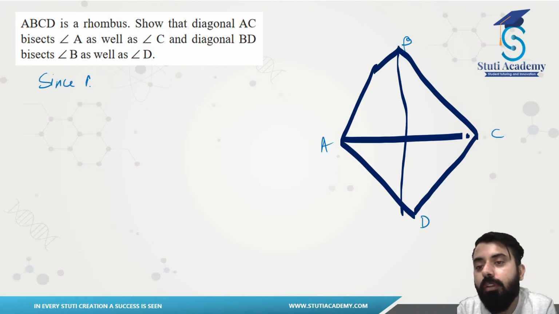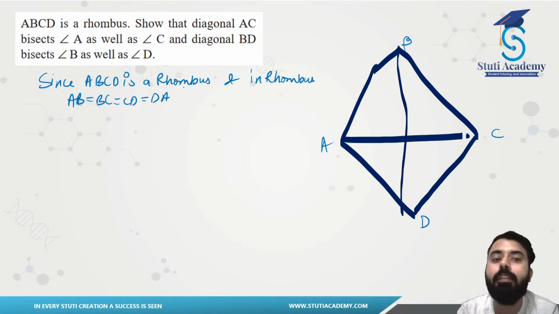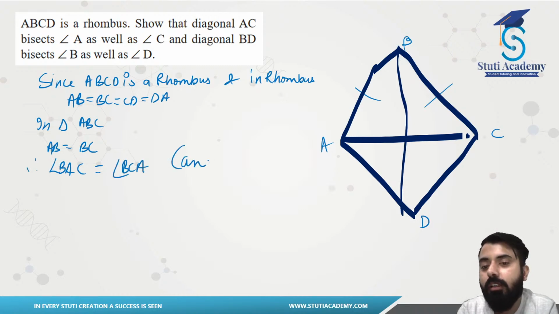Since I know ABCD is a rhombus, and in a rhombus AB is equal to BC is equal to CD is equal to DA, right? That is the main thing. So in triangle ABC, I can see AB is equal to BC, then can I say angle BAC will be equal to angle BCA, right? Angles opposite to equal sides are equal.